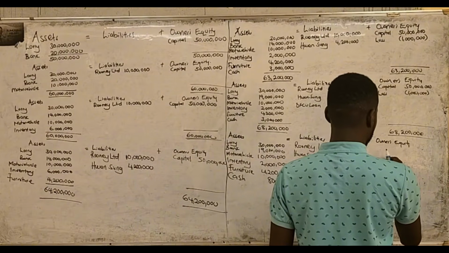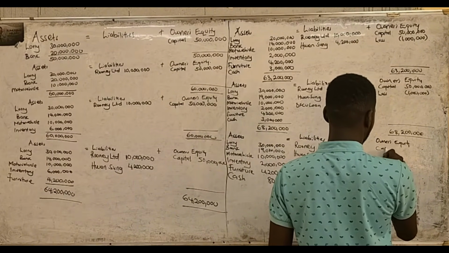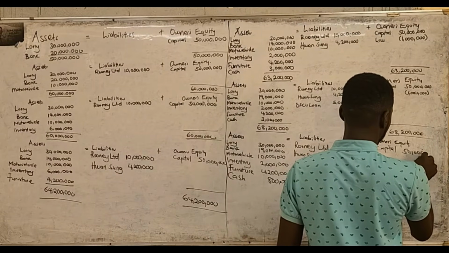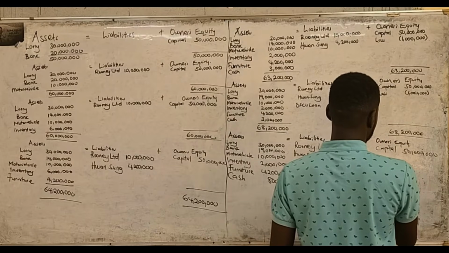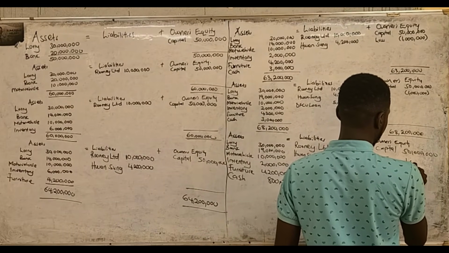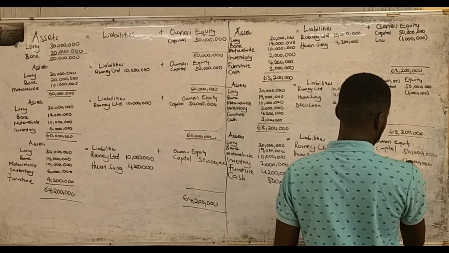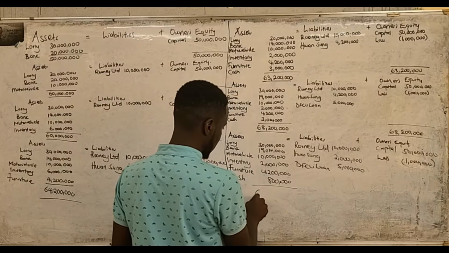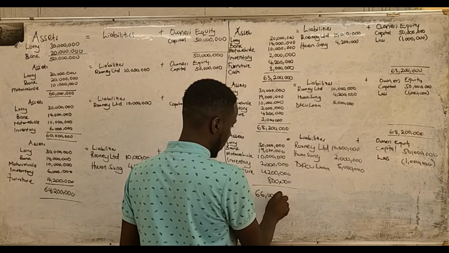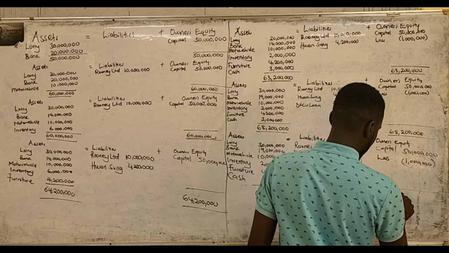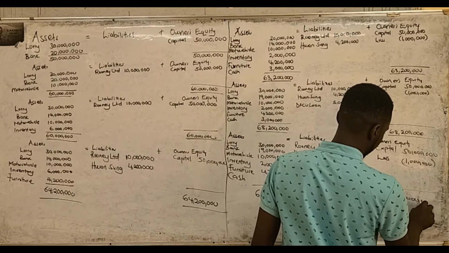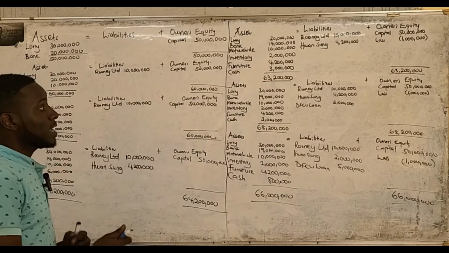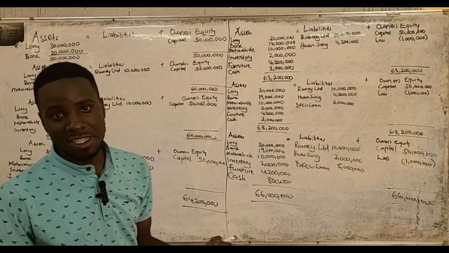Then we shall come here and say capital. And our capital is 50 millions. And then our loss of 1 million. So when we do this, our total here will be 66 millions, and our total here will be 66 millions. So I think you can see this is how the accounting equation is done, and it is a very, very easy thing to do.